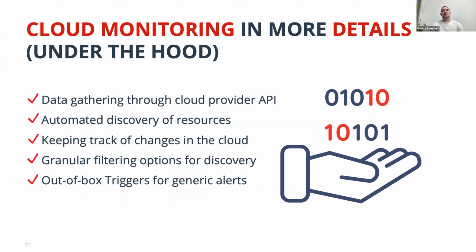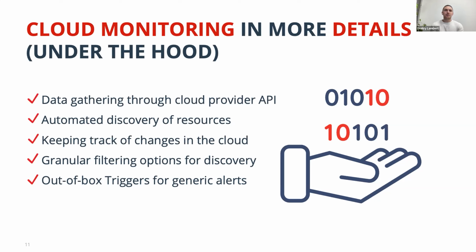Under the hood, a bit more in the technical direction, the data gathering is done through the cloud provider API. There's no magic like SNMP or ODBC, where a Zabbix agent is installed in the AWS data center. There's just an API endpoint, which is being queried by the Zabbix server or the proxy, if you have them, to collect the requested data.